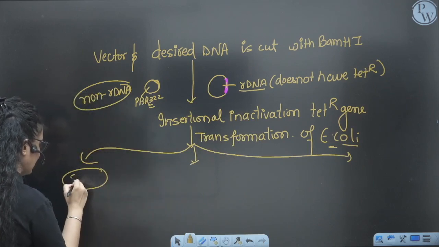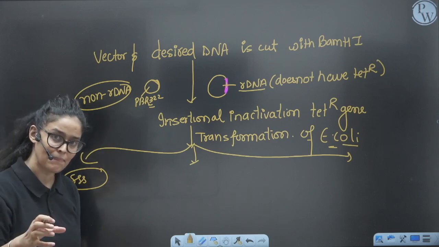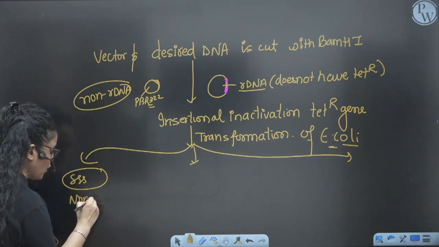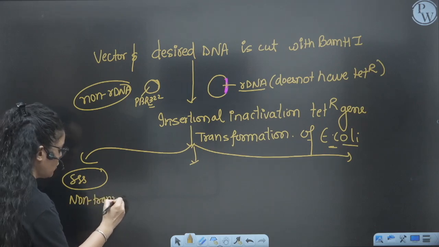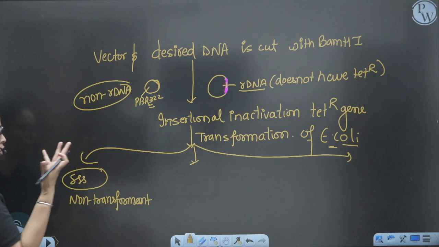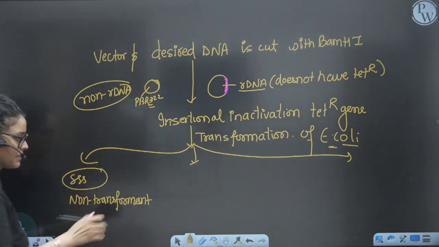One E. coli without any plasmid. Suppose some host has not got any plasmid. So this is the non-transformant because there is no transformation. No transformation means no change, no plasmid has gone inside it. It is empty, it doesn't have any plasmid.